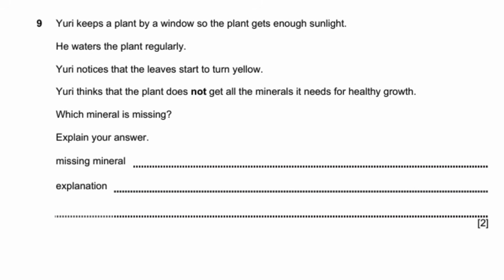Yuri keeps a plant by a window so the plant gets enough sunlight. He waters the plant regularly. Yuri noticed that the leaves start to turn yellow. Remember, when he just says that leaves turn yellow, you must remember here is a lack of magnesium, as magnesium is used in making chlorophyll, which gives the plant the green color. So if here is a lack in magnesium, the chlorophyll pigment and the green color will decrease. So it is a very simple question.